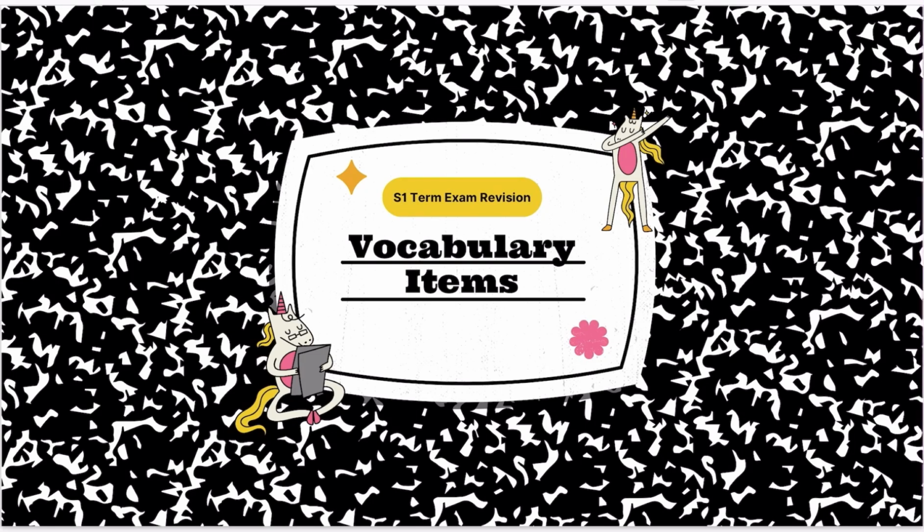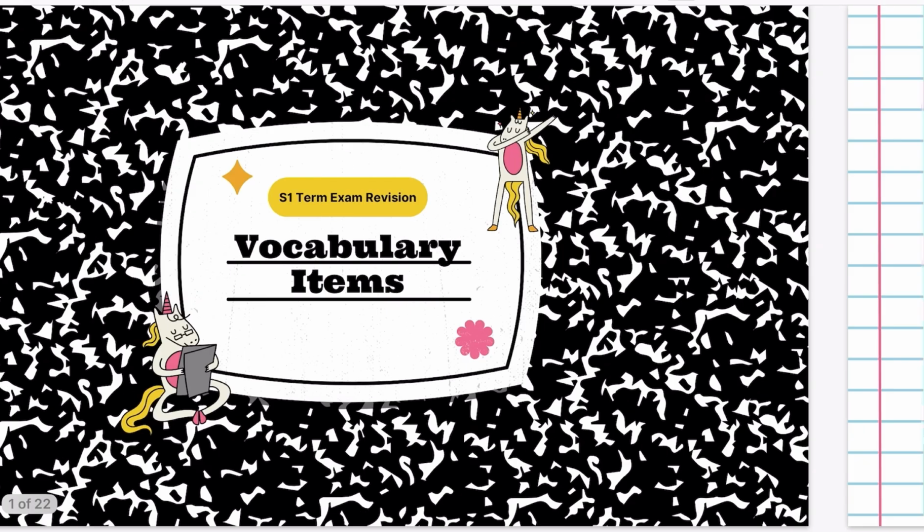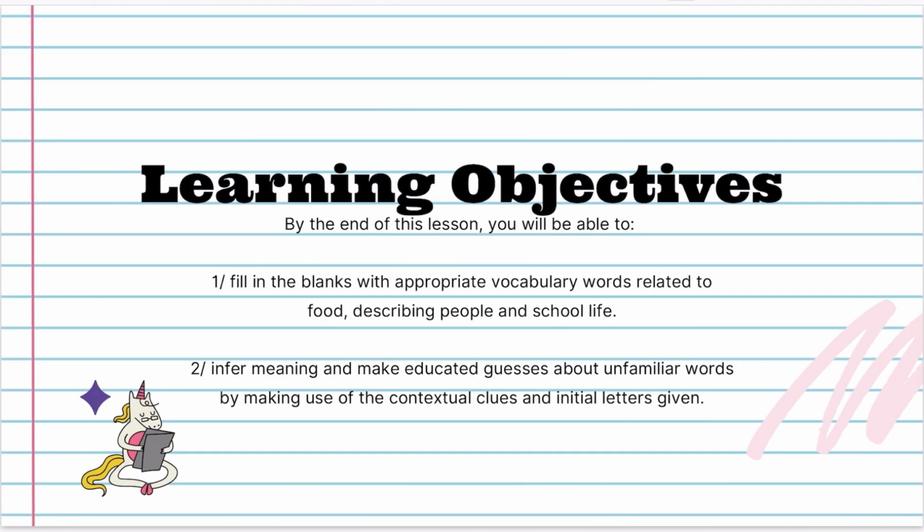So we will touch on vocabulary items in this lesson. By the end of my lesson, you will be able to fill in the blanks with appropriate vocabulary, words related to food, describing people and school life. And you will also be able to infer meaning and make educated guesses about unfamiliar words by using the contextual clues and the initial letters provided.